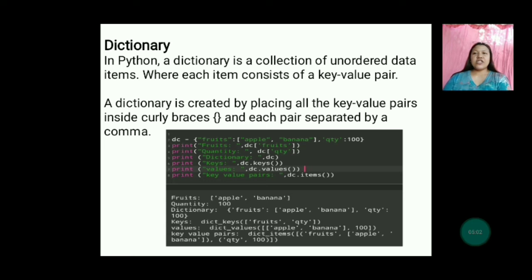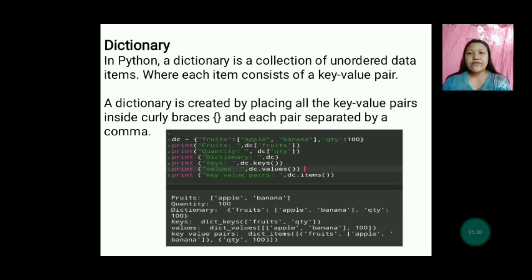Dictionary. In Python, a dictionary is a collection of unordered data items where each item consists of a key value pair. A dictionary is created by placing all the key value pairs inside curly braces and each pair separated by a comma. So these are the examples that I coded in Python apps on an Android cell phone.